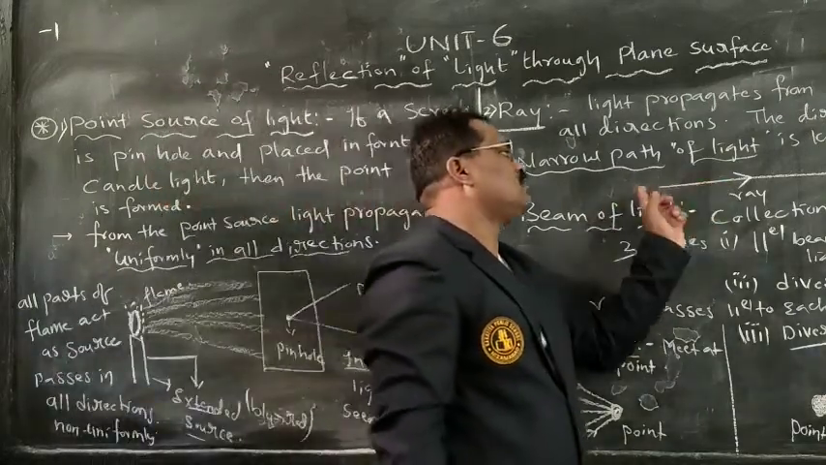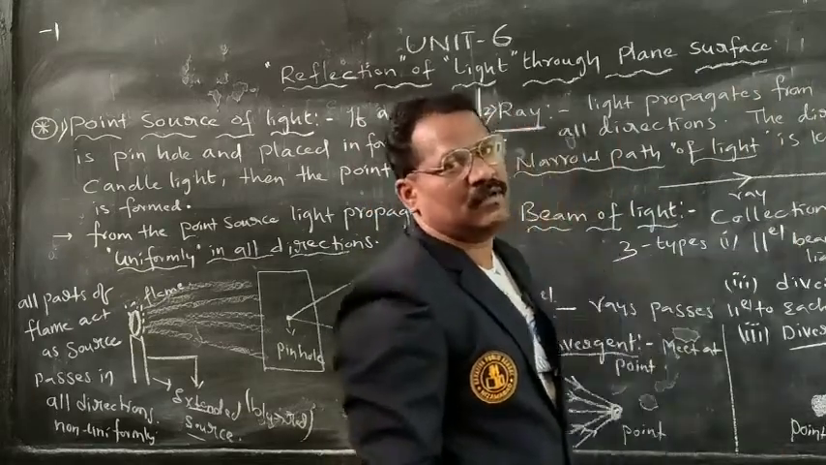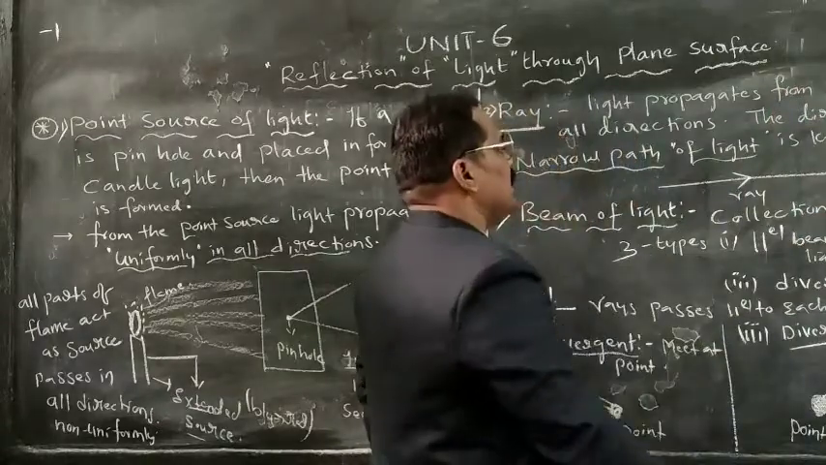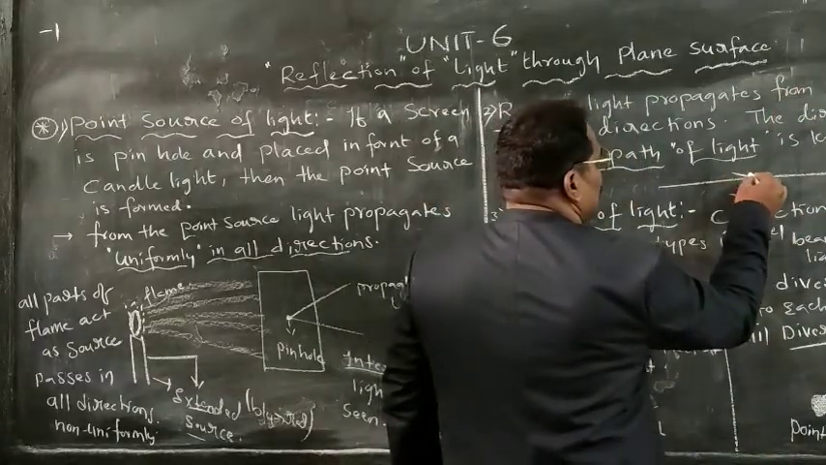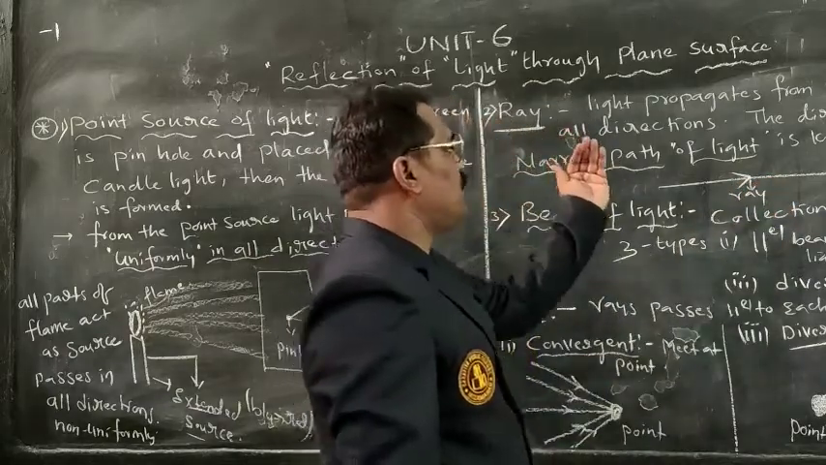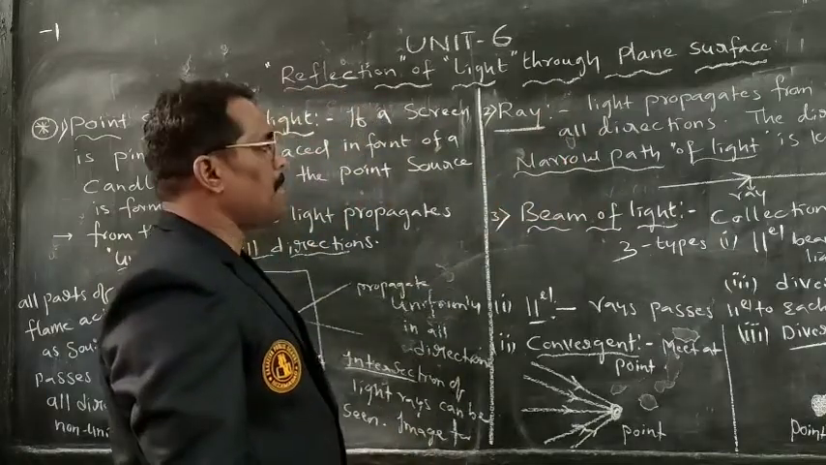An example of that is a light ray moving from right to left. In this ray, the arrow indicates that it is a light ray which is moving from left to right. That is the concept of a ray.